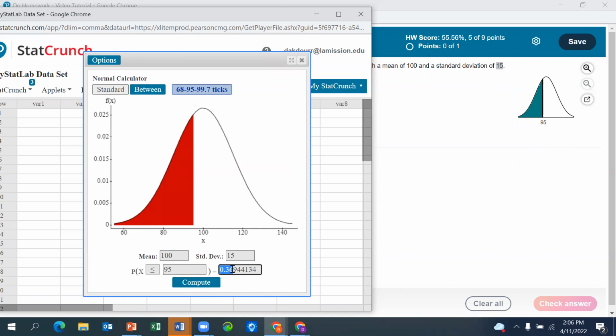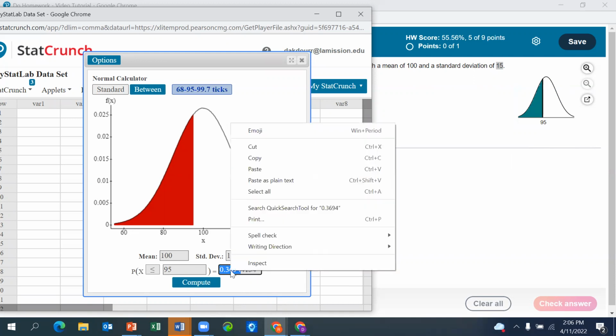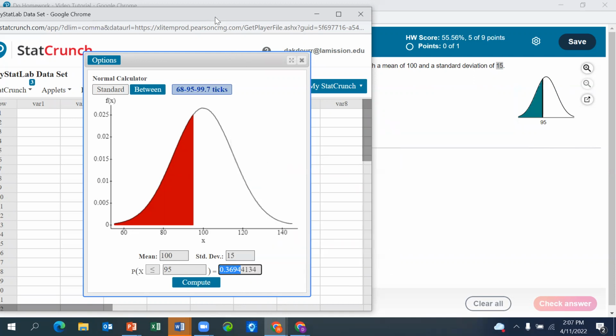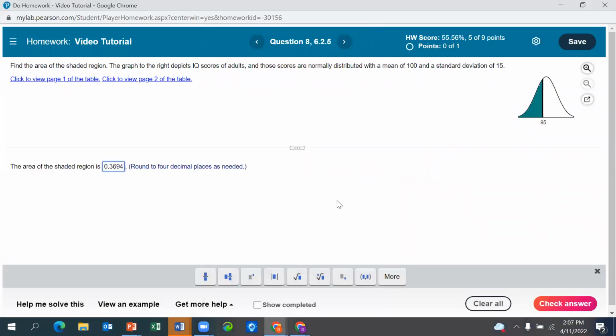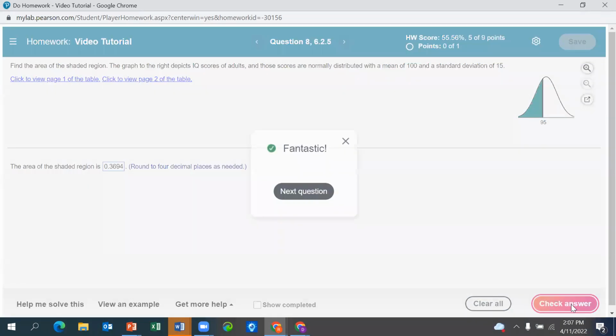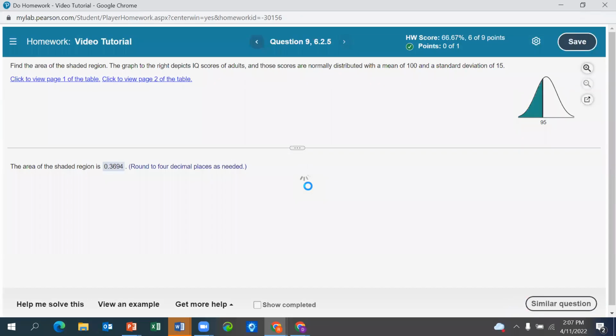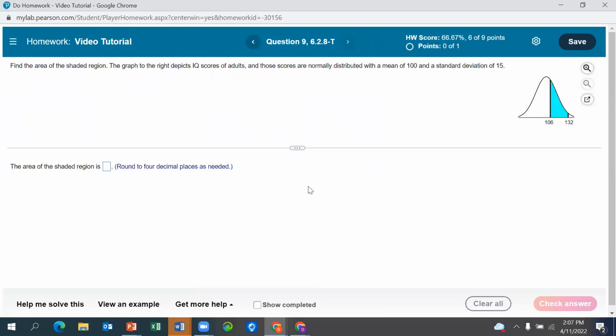And there you have it. It's 0.3694. Rounding it, that will be the answer. And there it is here, and that is your answer right here. Okay. So remember, if it's not a standard normal distribution, please enter the mean and the standard deviation.